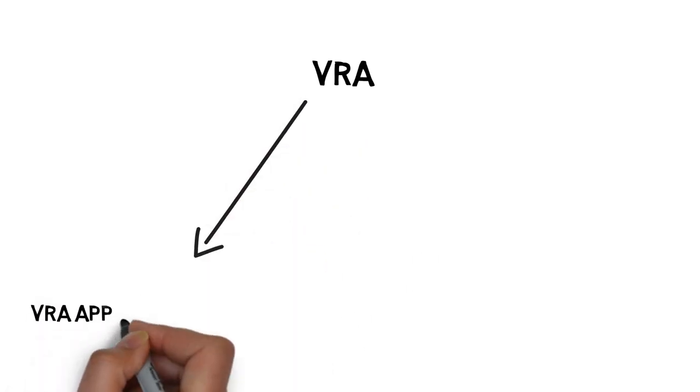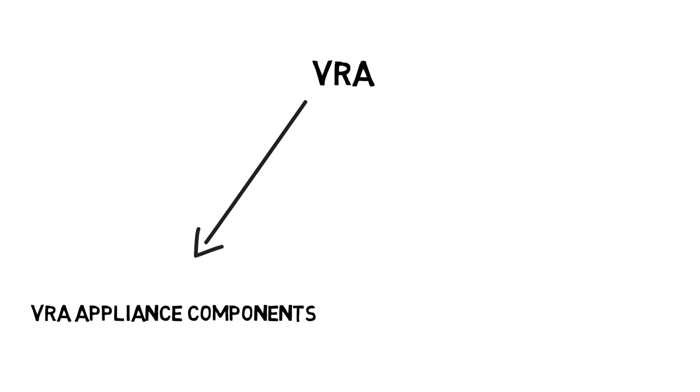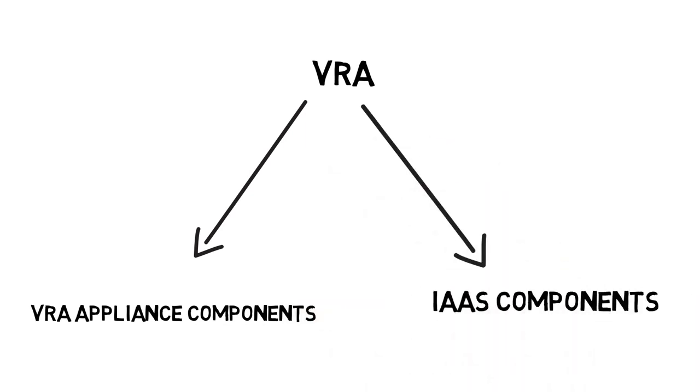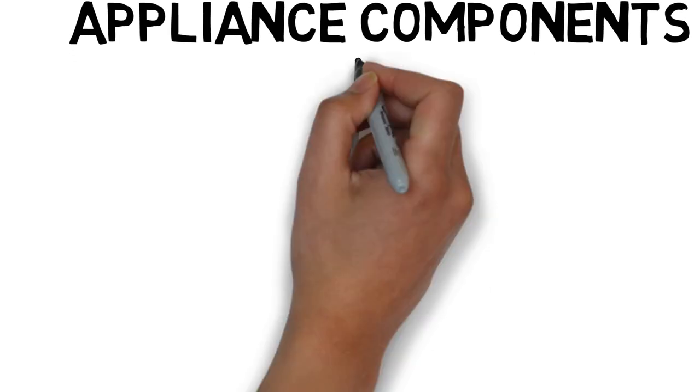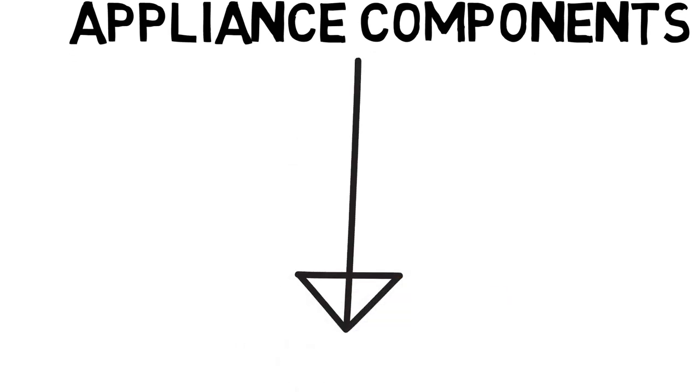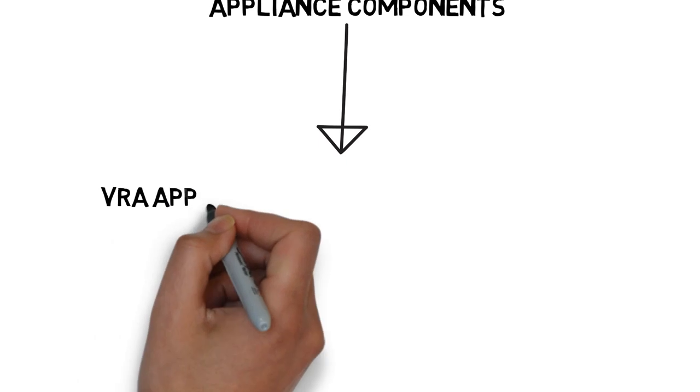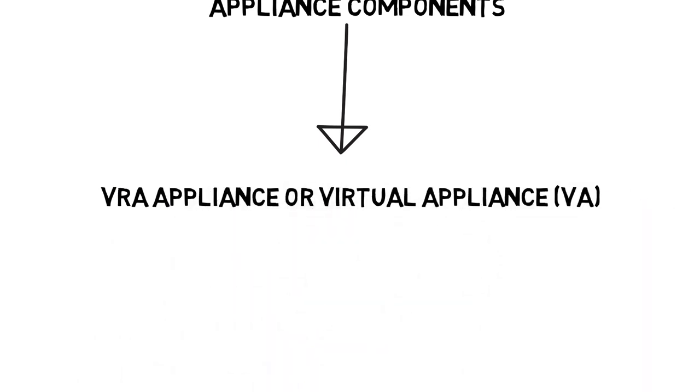So, to start it off, I want you to understand that the whole VRA infrastructure is made up of multiple components which can be broadly divided into two parts, the appliance and the IaaS components. So let's get started with the appliance components first. Just to be clear, all these components are present and running on a single Linux appliance called the vRealize Automation Appliance or the virtual appliance.